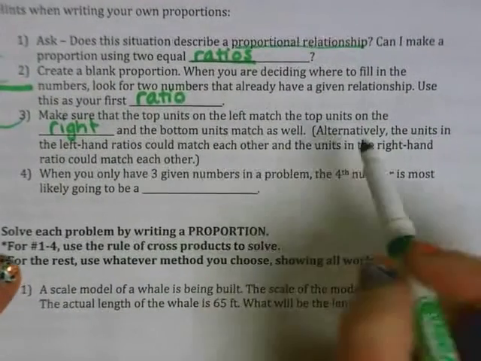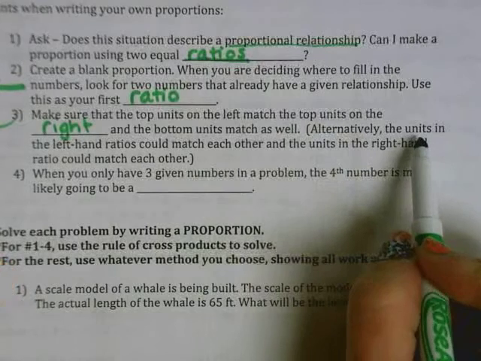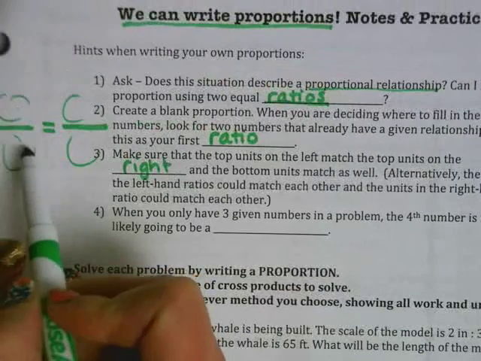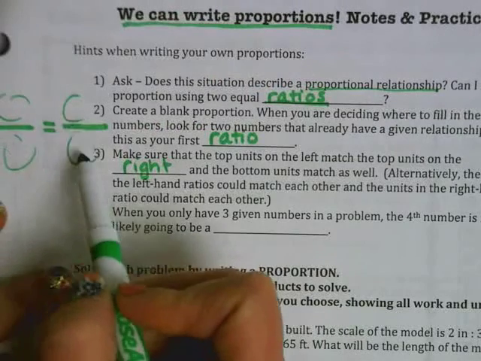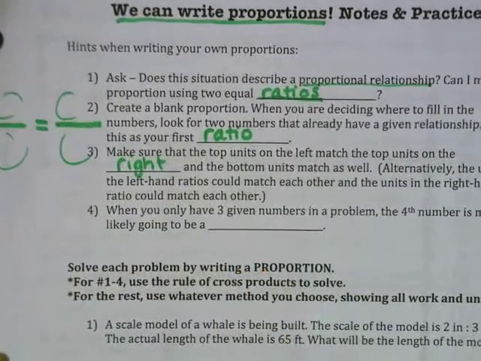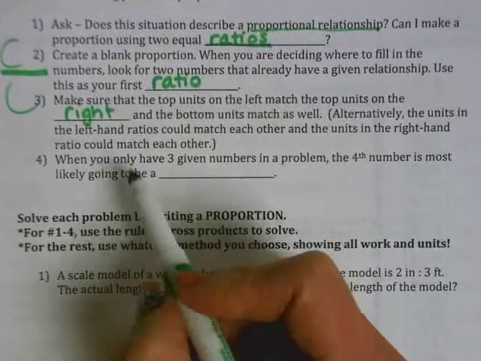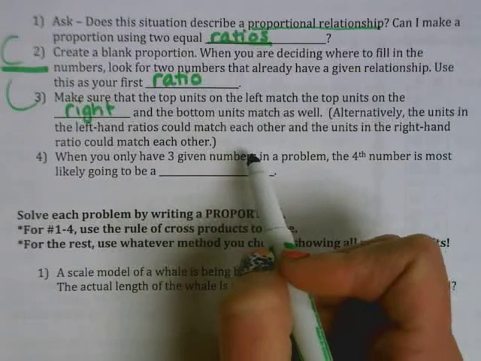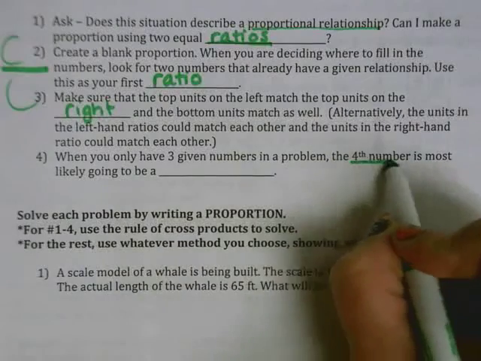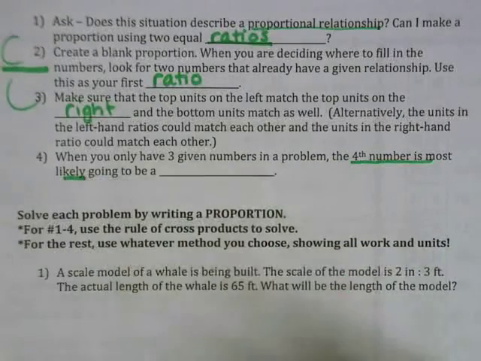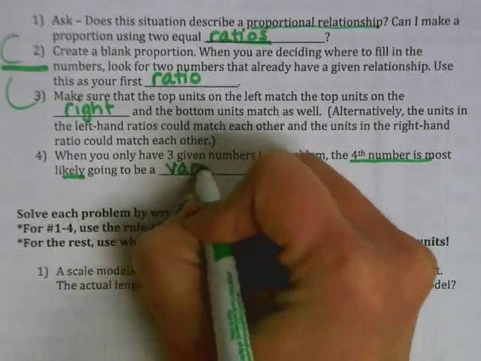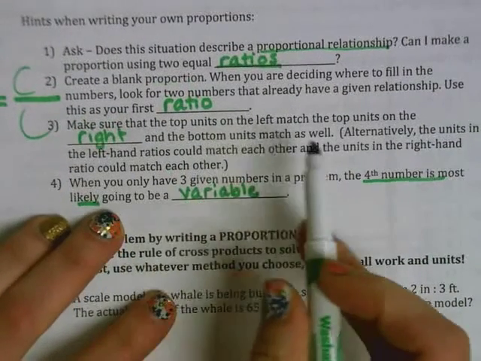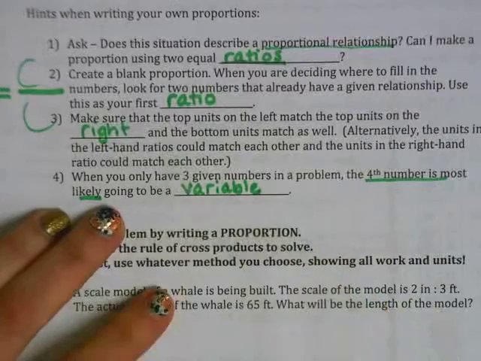All right, there is a different way to do it also. You could also, if you get comfortable with this method, have the units all in the left-hand ratio the same and the units in the right-hand ratio the same. We'll see a couple of examples where that might be good. And then the last thing is, when you only have 3 given numbers in a problem, the 4th number is most likely going to be what we don't know, which is a variable. So I'm going to come back. This doesn't make as much sense until you've tried it, and we'll point these things out as we're going.